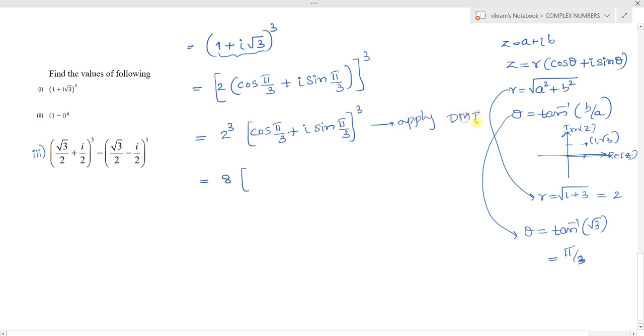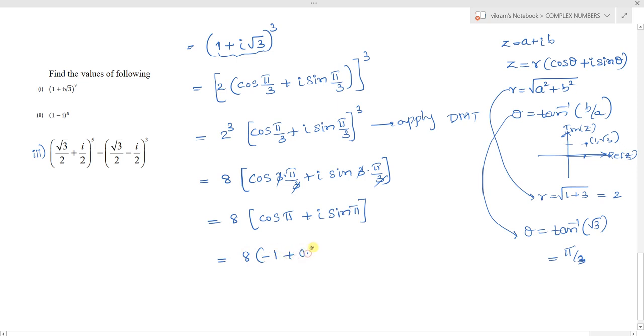If we apply De-Moivre's theorem, cos theta plus I sin theta whole power n can be written as cos n theta plus I times sin n theta. Then we can write this as 8 into cos pi plus I sin pi, as 3 and 3 cancel out. So we know that integer multiples of pi, sin is 0 and odd multiples of pi, cos is minus 1. So we can write the resultant of this one as simply minus 8. So what is the solution for the first one? It is minus 8.